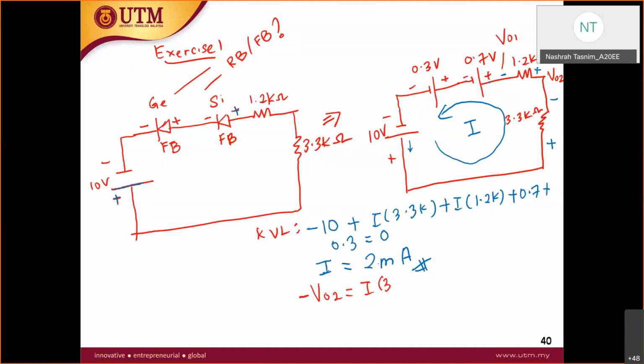Yes, doctor. The same example, the same exercise, right? Yeah, same. Okay, okay.